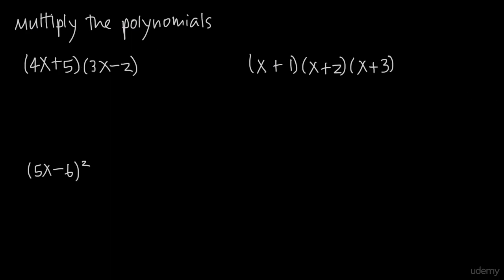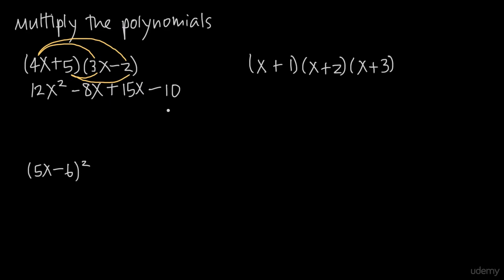What that tells us is that we multiply our first terms together. So 4x times 3x we know is 12x squared. Then our outer terms together. So that's 4x times a negative 2, which is a negative 8x. Then our inner terms, 5 times 3x is going to be a 15x. They're both positive. And then 5 times negative 2, the last terms, which is negative 10.